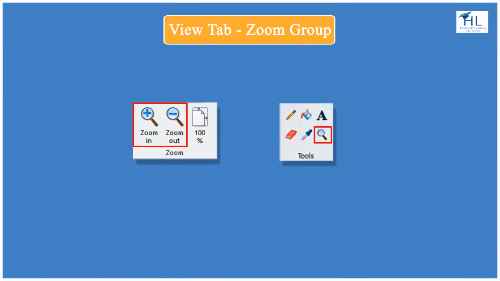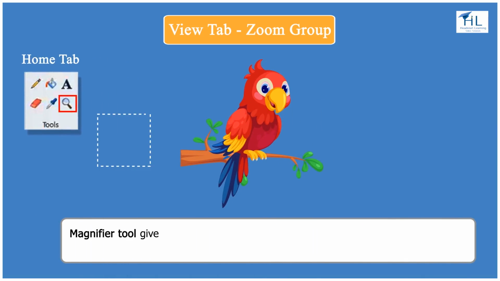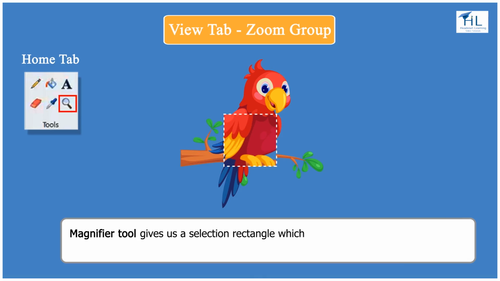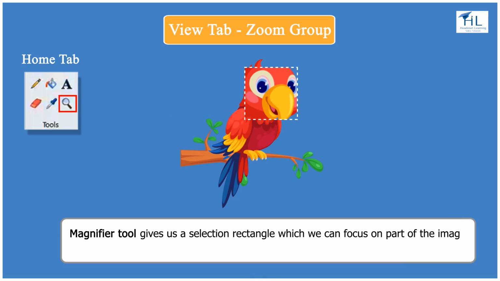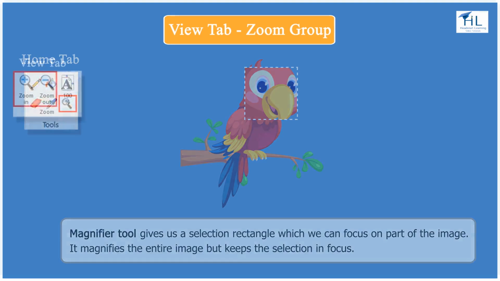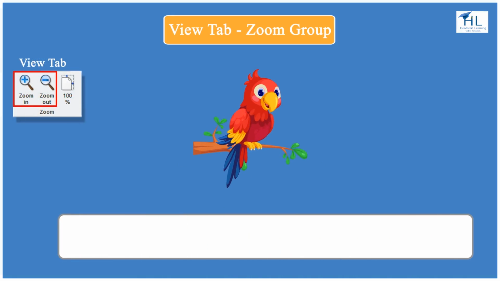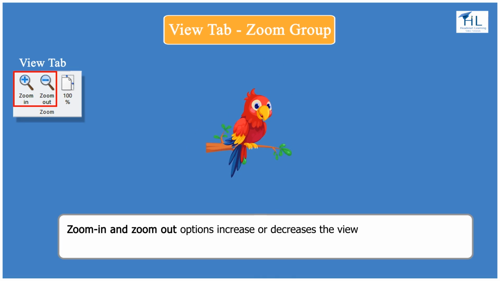No, they are not the same. Let me explain to you the difference between the zoom option in the View tab and the magnifier option in the Home tab. Magnifier tool gives us a selection rectangle which we can focus on part of the image. It magnifies the entire image but keeps the selection in focus. Whereas the zoom in and zoom out options increase or decrease the view size of the picture without any focus area.